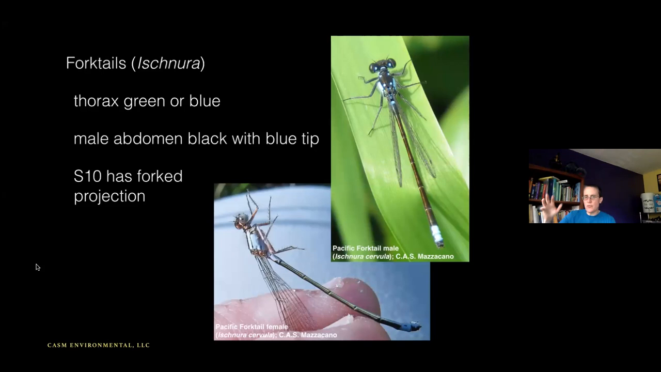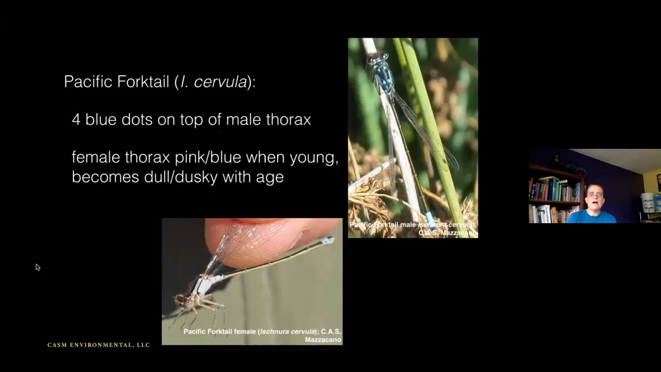So that's real noticeable. And then the male, on the top of the thorax, you can see one, two, three, four little blue dots, really super distinctive. The female has a more solidly colored thorax, but she also does have that blue tip. And of course, these are called forktails because the males have, at the tip of the abdomen, a little short, nubby forked projection. And then that specific forktail, I basically just went through that description. The females can look very pinky when they are young, and they get a little duller, kind of pinkish blue as they age, but still with that little blue taillight, as you can see there.